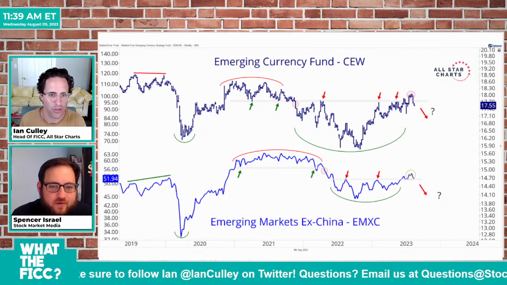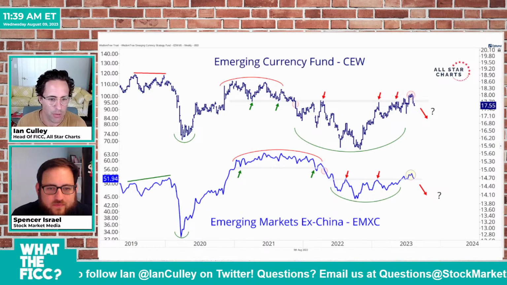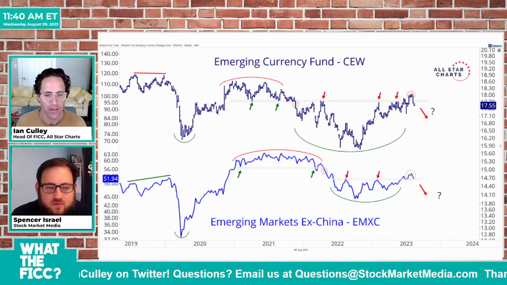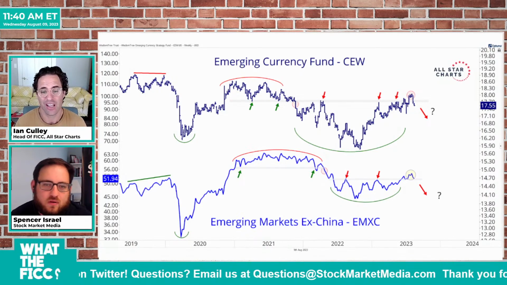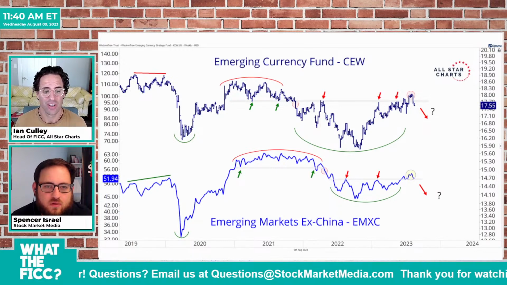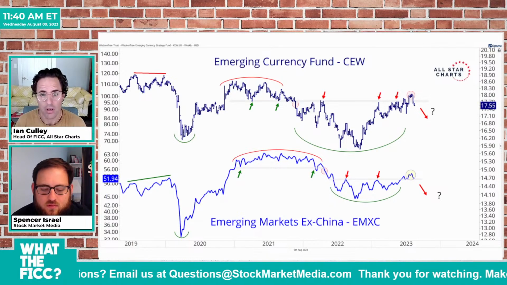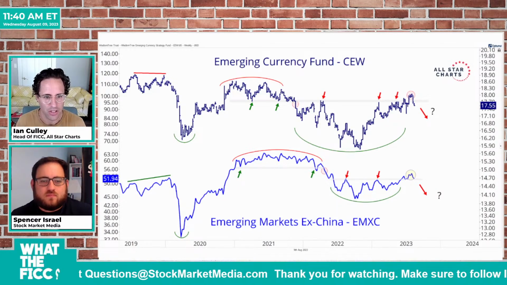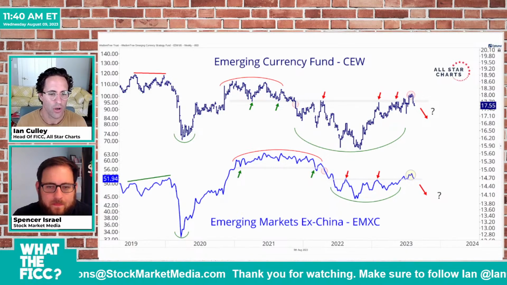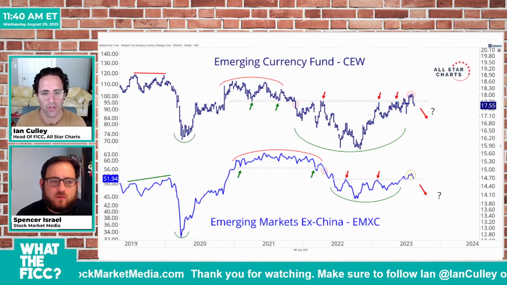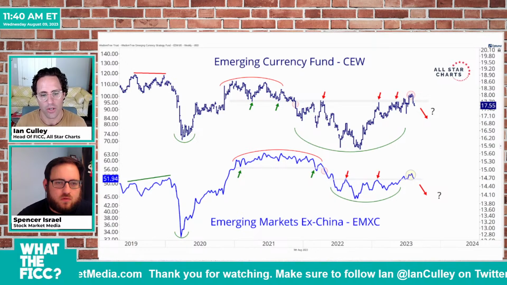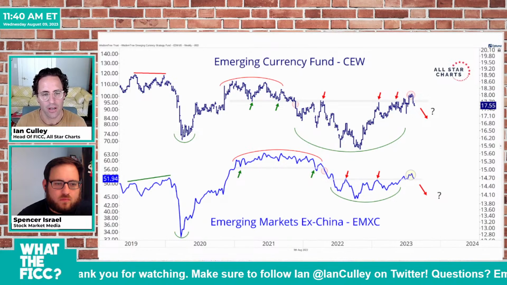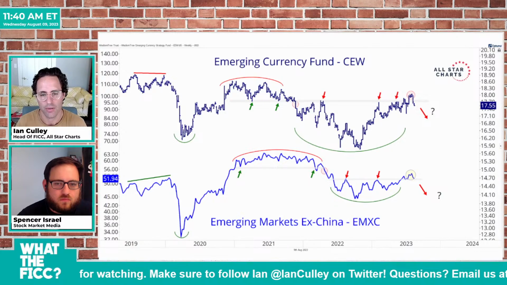But here's another reason why I pay close attention to this. This is the CEW Emerging Currency Fund, again overlaid with the emerging markets ex-China ETF, EMXC, and you can see they tend to move together. I can look at this chart and say, hey, Ian, Spencer, this is just a dollar story. Yeah, perhaps, I think that's fair. But it's nevertheless interesting to see how closely these two ETFs move with each other. So I think it really raises a question of whether we're going to see a failed breakout here in EMXC if the CEW continues to fall.